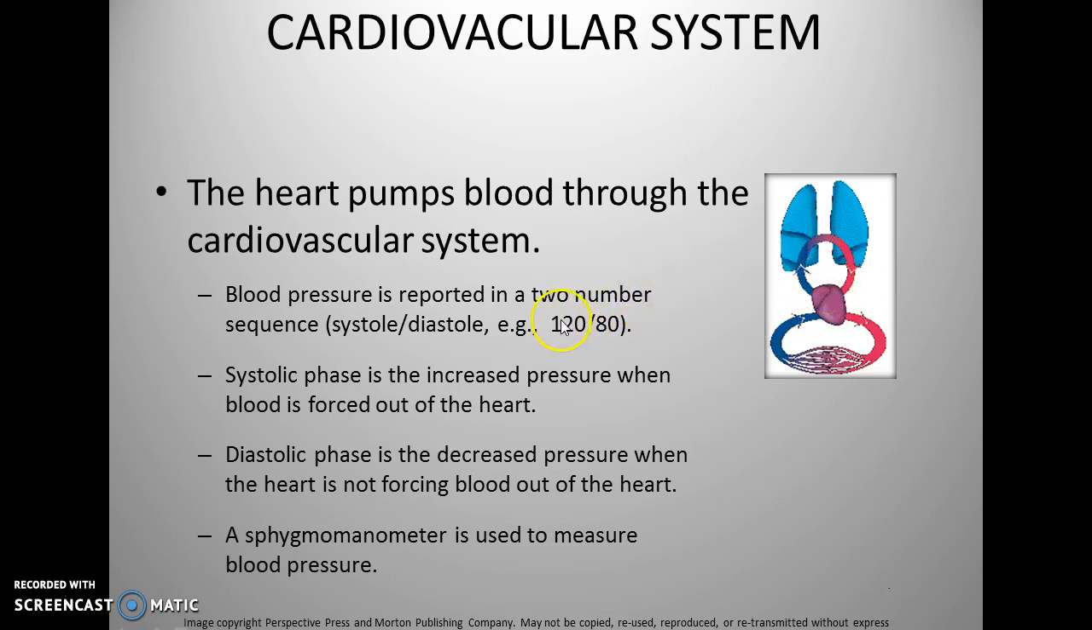Usually you have what's called a systolic number, which is the highest number when the heart is pumping the blood, and then a lower number, the diastolic, when it is at rest. Systolic phase increases the pressure when the blood flows out of the heart. Diastolic phase decreases the pressure when the heart is not forcing blood out of the heart. And then you use a sphygmomanometer to measure blood pressure.